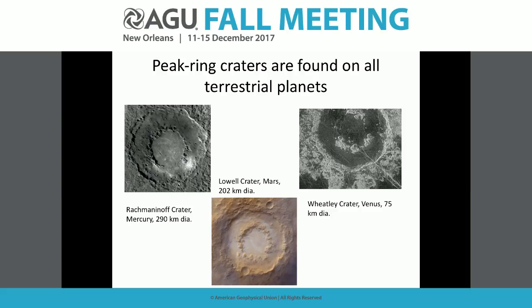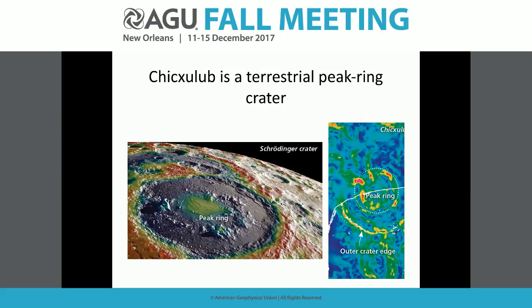The diameter of onset depends upon gravity. The onset diameters of Mercury and Mars are about half the diameter of the Moon, and Venus, the onset diameter is about the same as what we think it is on Earth. Unfortunately, there are not very many examples on Earth.